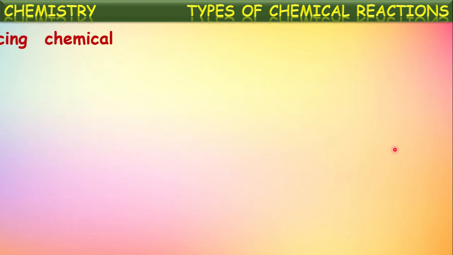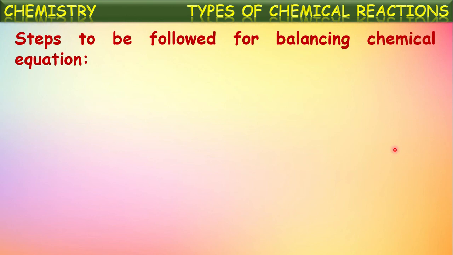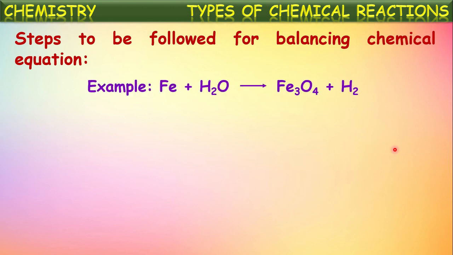Okay. Now let us try to understand the steps to be followed for balancing a chemical equation. So how can we balance a chemical equation? Now let us see step by step. Let us consider the same unbalanced chemical equation which you have seen just now, representing the reaction between iron and water to form iron oxide and hydrogen. As we know, this is not a balanced equation, isn't it?